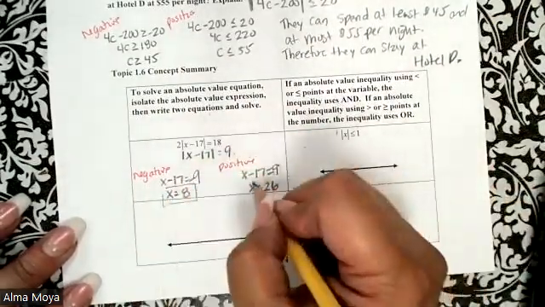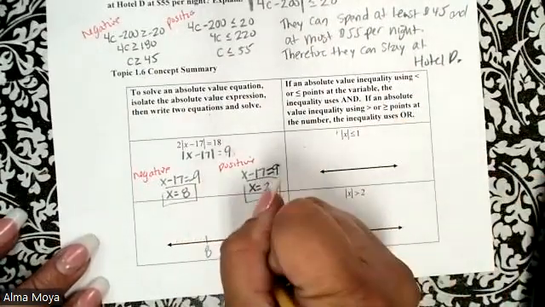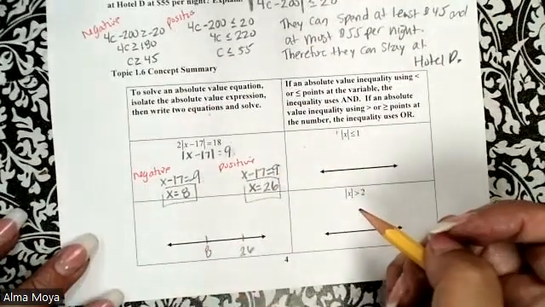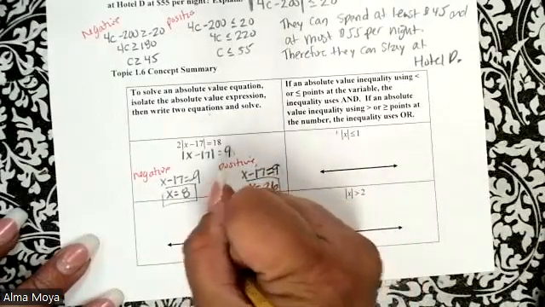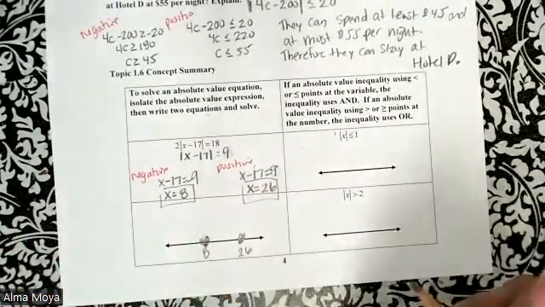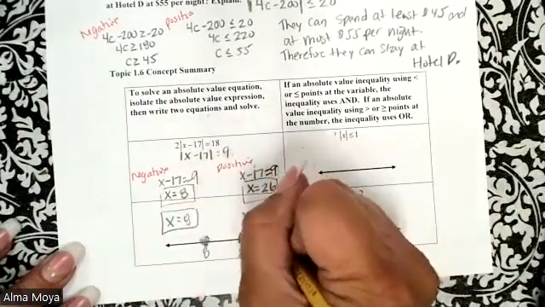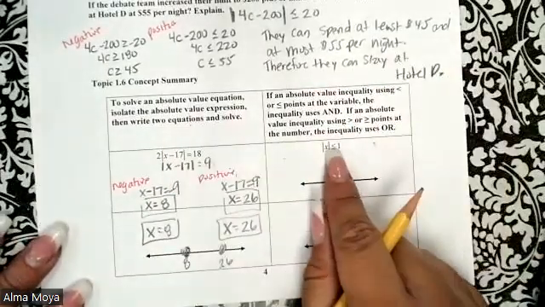Now, if they ask you to graph this on a number line, you have to show me where 8 is and where 26 is. Because there's no arrows, you're not doing any shading. It's just basically the closed points. That's it. x equals 8 and x equals 26. There are no arrows, so I don't want to see any shading. Here we have some arrows, so we are going to be doing shading.